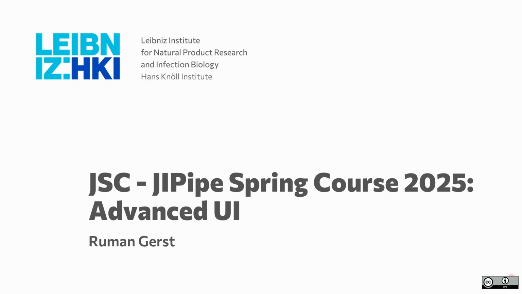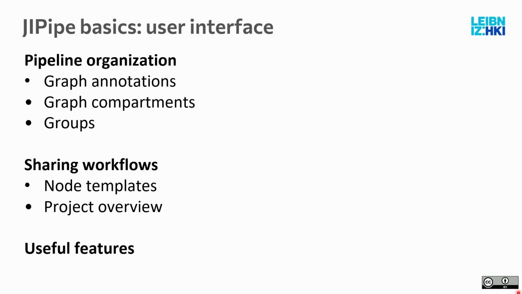Now let's talk about some things that will be useful when you are making your workflow. A little bit more about the user interface and what features you will find there. Some are actually very important. So let's begin with basic pipeline organization tools. A very basic one, graph annotations, then compartments, which are more involved and very important, groups. Then I talk about how you share your workflows, and then other useful features that you will find here and there.